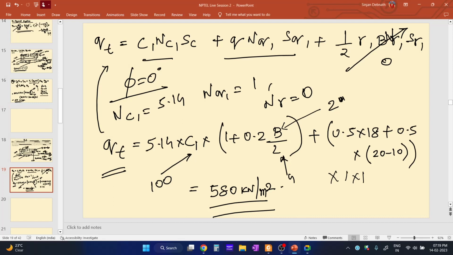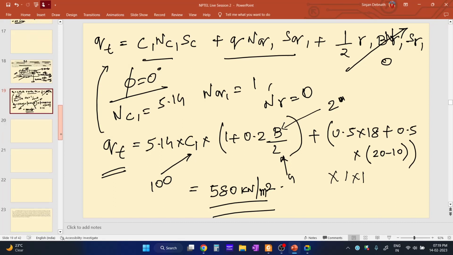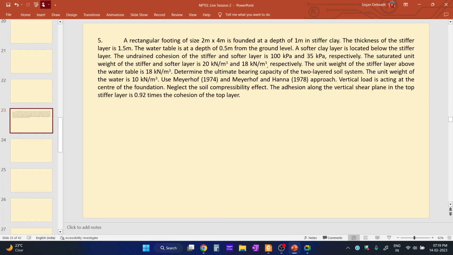Okay, so let me proceed to the next problem. In this problem, all the information is similar. You need to find out the ultimate bearing capacity of the two layered soil system. See, it is mentioned over here, two layered soil system. And it is also mentioned over here the adhesion along the vertical shear plane in the top of stiffer layer, which is 0.92 times the cohesion of the top layer.